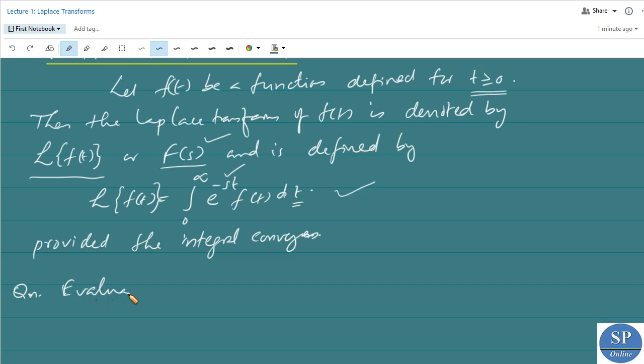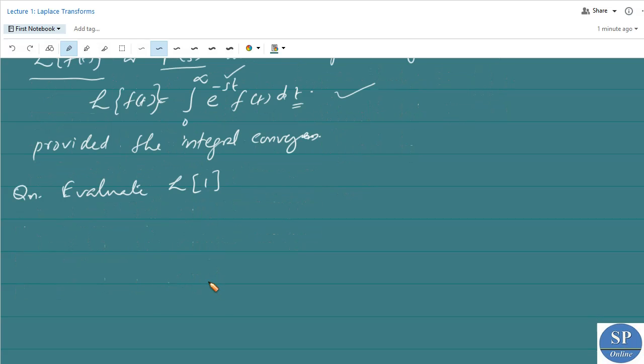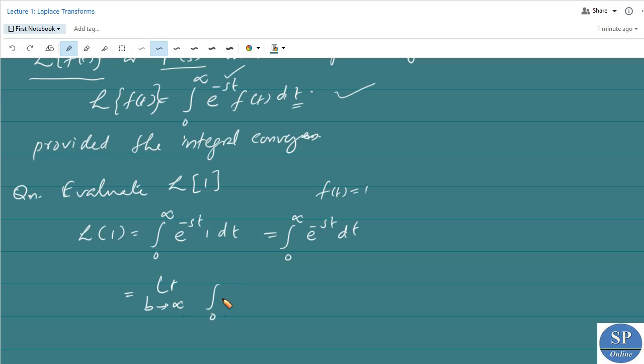Evaluate L of 1. Okay. So here the function f of t is 1. So by definition, we have L of 1 is equal to integral 0 to infinity e to the power minus st into 1 dt, that is equal to integral 0 to infinity e power minus st dt, right? This is an improper integral, so this is equal to limit b tends to infinity integral 0 to b e to the power minus st dt.